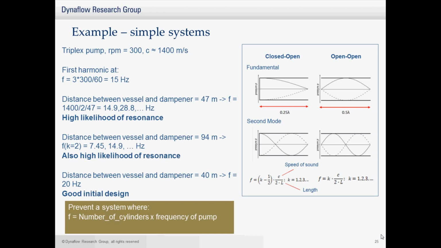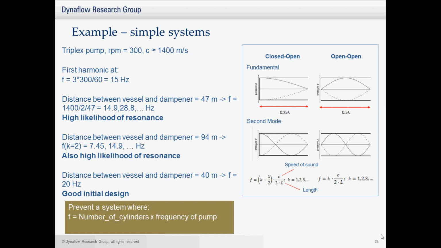So this again is only for simple systems. For example, we have a 3-plex pump, so 3 cylinders. This pump runs at an RPM of 300 and the speed of sound in our system is approximately 1400 meters per second. First we need to determine the first harmonic, because at the first harmonic most of the energy is contained. At this frequency the largest peak-to-peak pressure fluctuations generated by a pump are contained in our system. So we want to prevent our natural frequency in our system from matching the first harmonic of our pump.